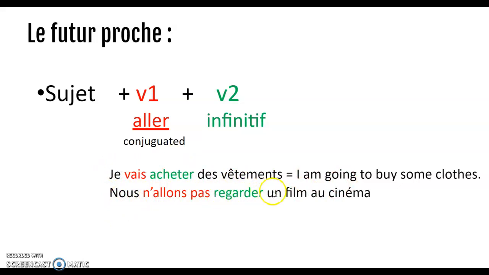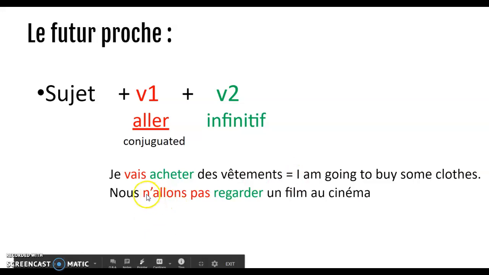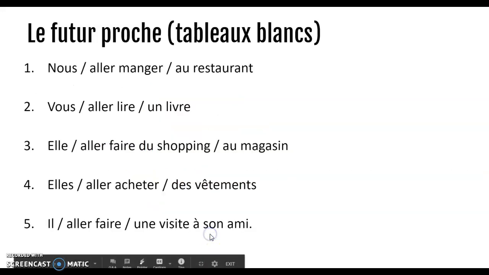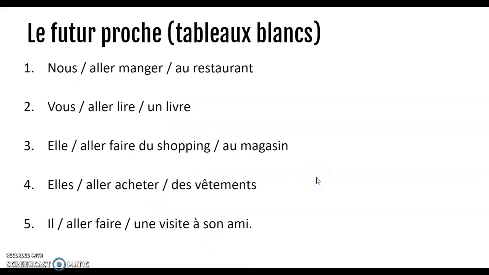Nous n'allons pas regarder un film au cinéma is we are not going to watch a movie at the theater. So we do this in English, very similar to what we do in French. Conjugate the first verb, second verb's infinitive. The negation, as usual, goes around the first verb. So let's do a couple of examples together before you do your homework.